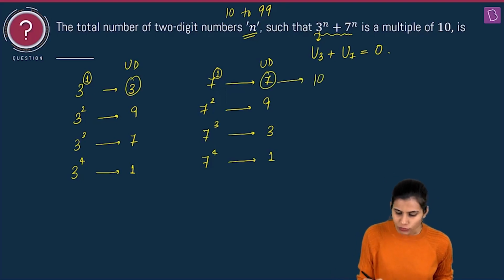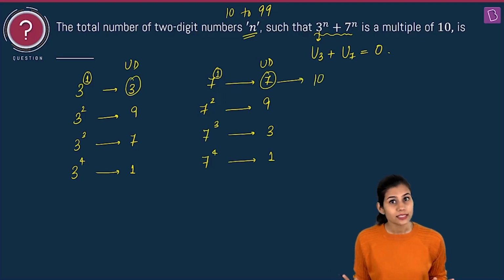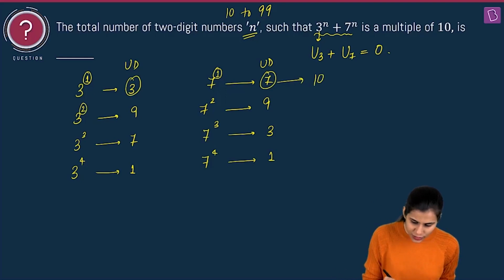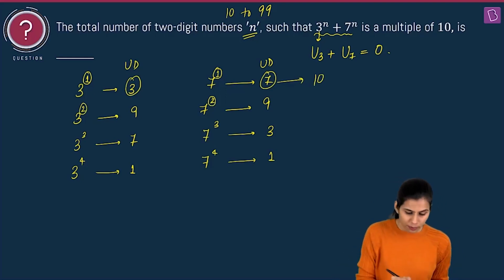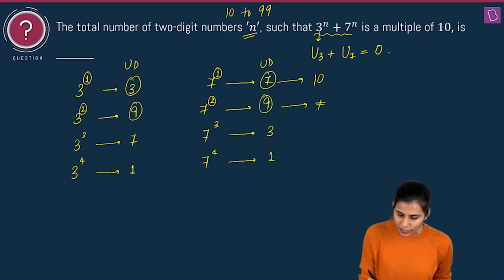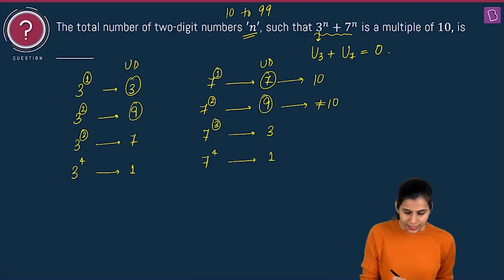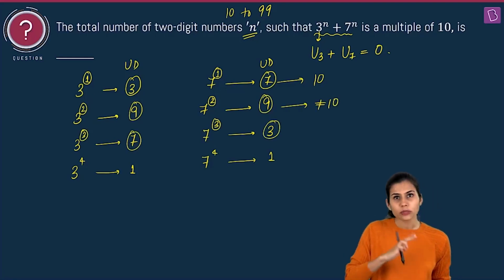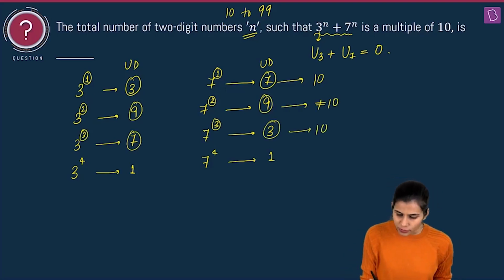The sum is coming out to be 10. Yes? If you take n as 2, the units digit of 3 to the power n is 9 and the units digit of 7 to the power n is 9. The sum is not equal to 10. If you take n as 3, the sum of the units digits of 3 to the power n and 7 to the power n is again coming out to be 10.